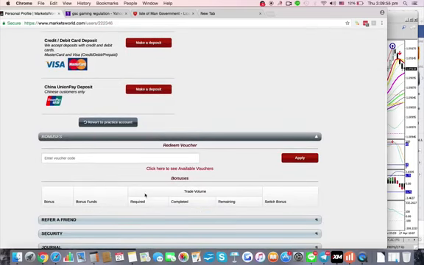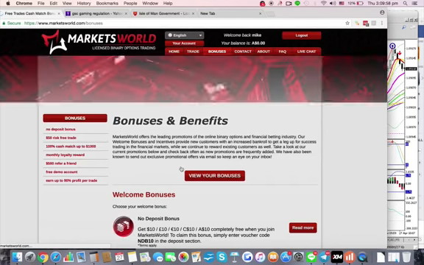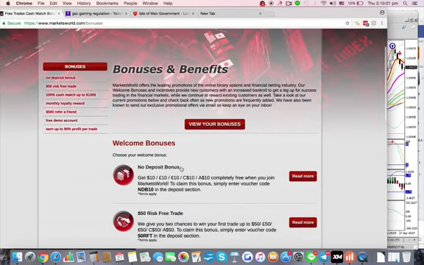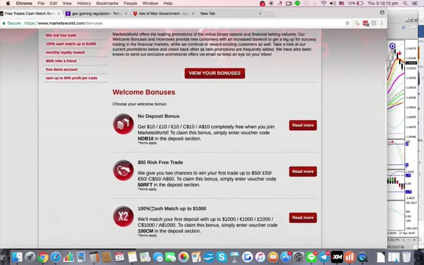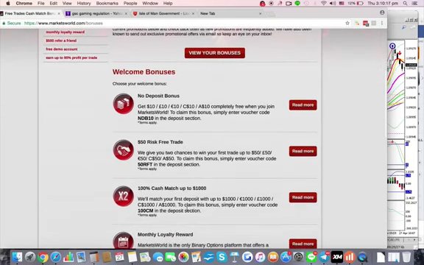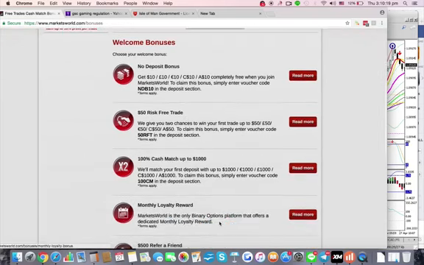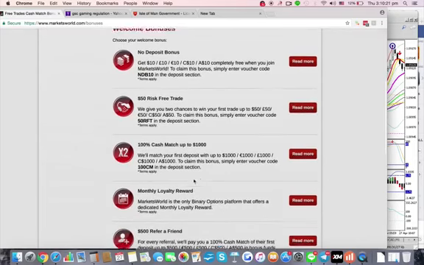Let's see what's available here for bonuses. Alright, so you get a $10 free when you join. That's nice. So we're going to try this one, and there's a $50 risk-free trade. It's a $100 cash match and terms apply. I want to see what the cash match is. It's a 100% bonus.